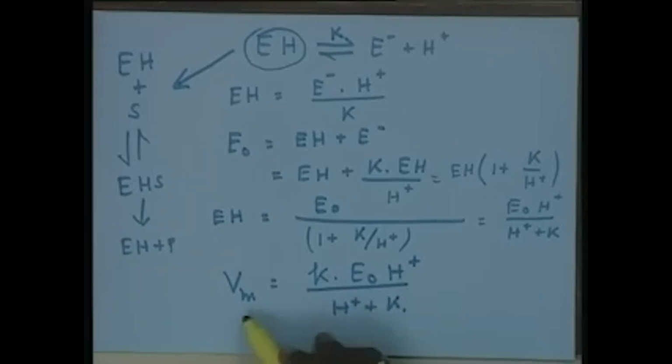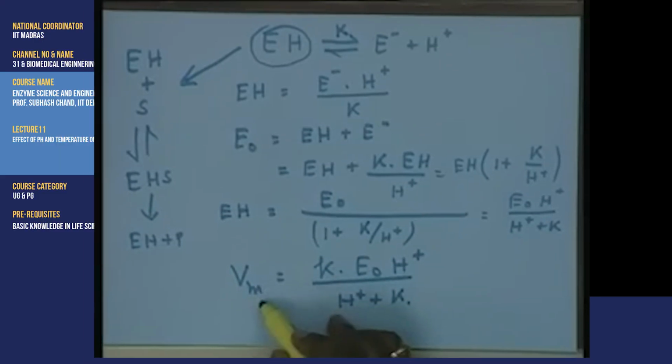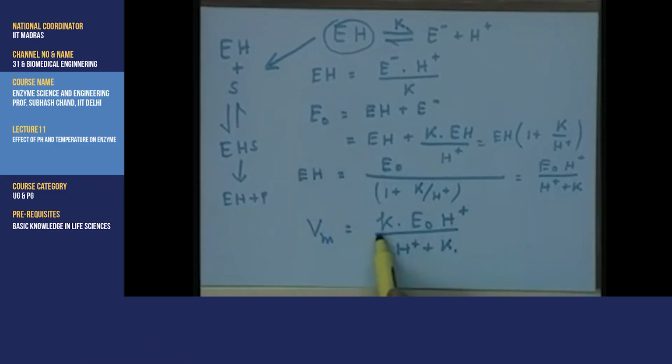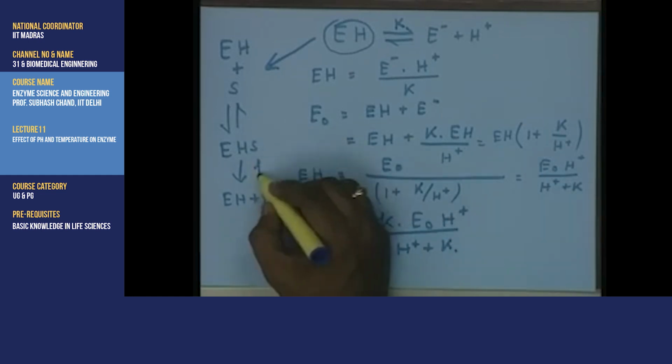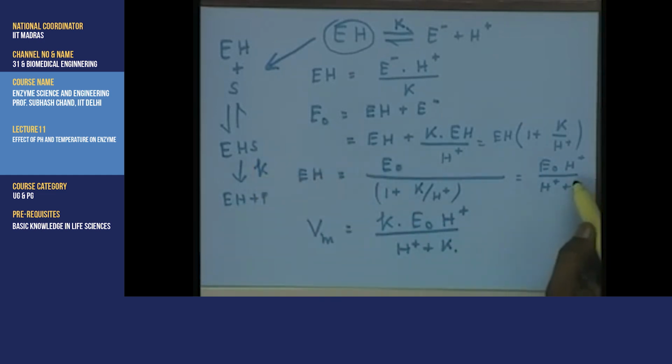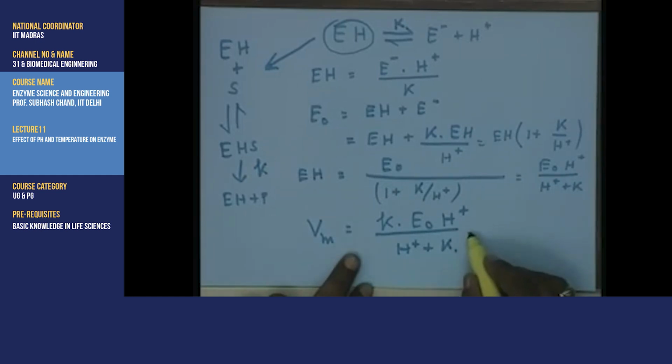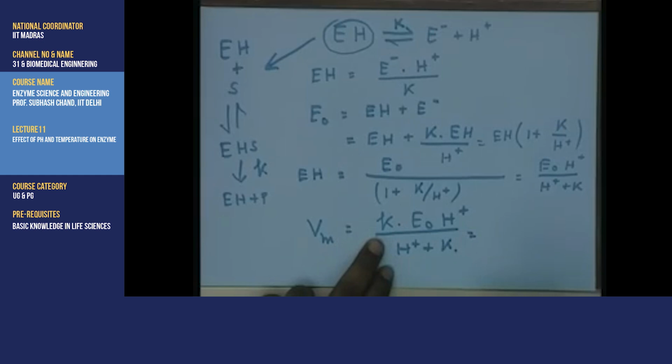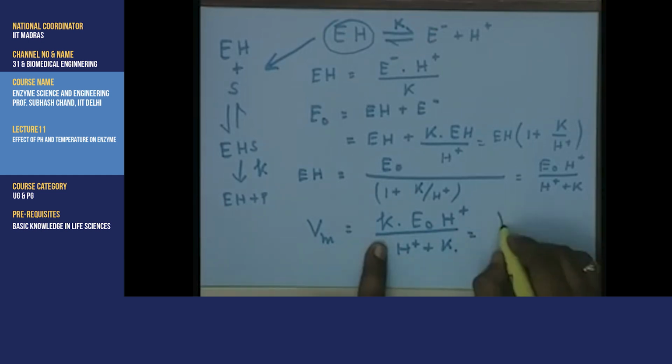Is that right? Now the Vm will be, essentially, if all the enzyme is present in the form of EH, therefore you multiply the rate constant k here with the concentration of EH. Now essentially you will look at that: in this case, if the total enzyme concentration E naught is present in the form of EH, that is your Vm, true.